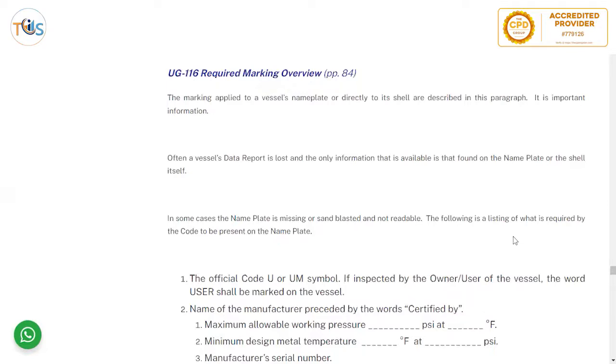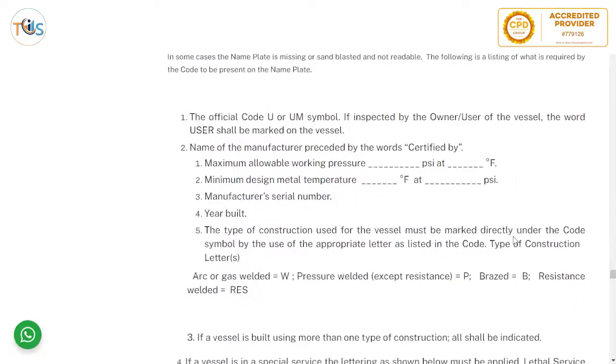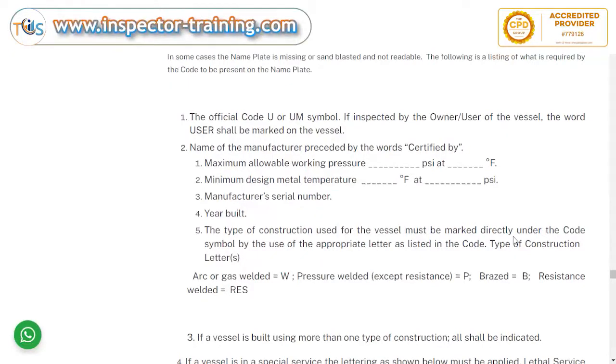In some cases, the nameplate is missing or sandblasted and not readable. The following is a listing of what is required by the code to be present on the nameplate. Official code U or UM stamp. If inspected by the owner user of the vessel, the word user shall be marked on the vessel. Name of the manufacturer, maximum allowable working pressure, and at what temperature it is.